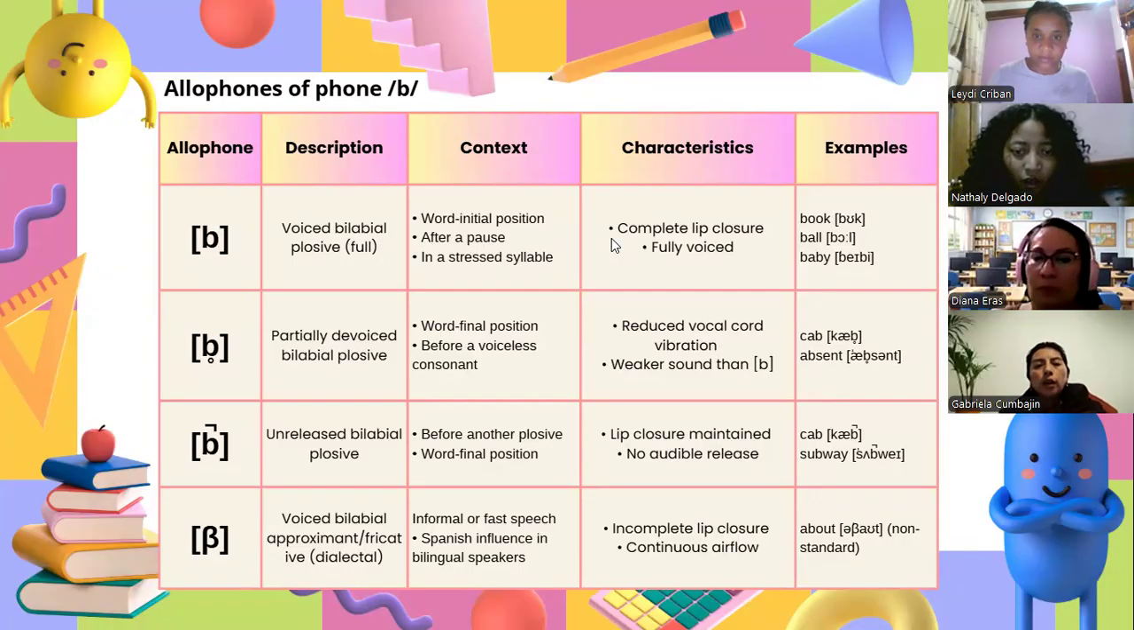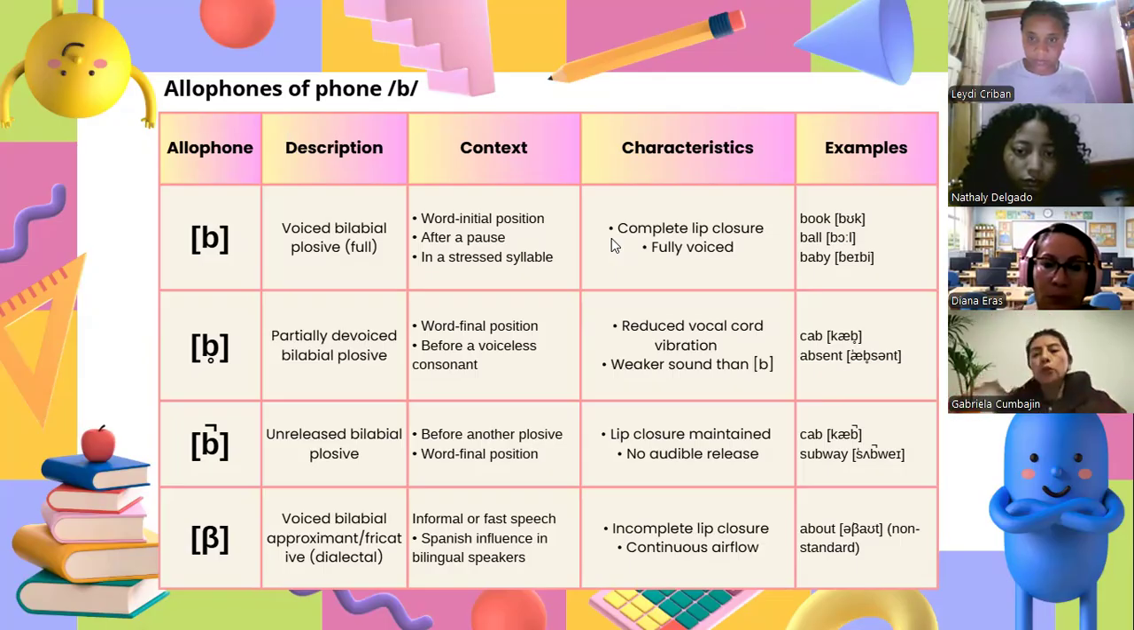The second allophone is the partially devoiced bilabial plosive, in word-final position before a voiceless consonant. The reduced vocal cord vibration makes it a weaker sound than B. For example, cob, absent. The third allophone is the unreleased bilabial plosive, before another plosive or in final position.